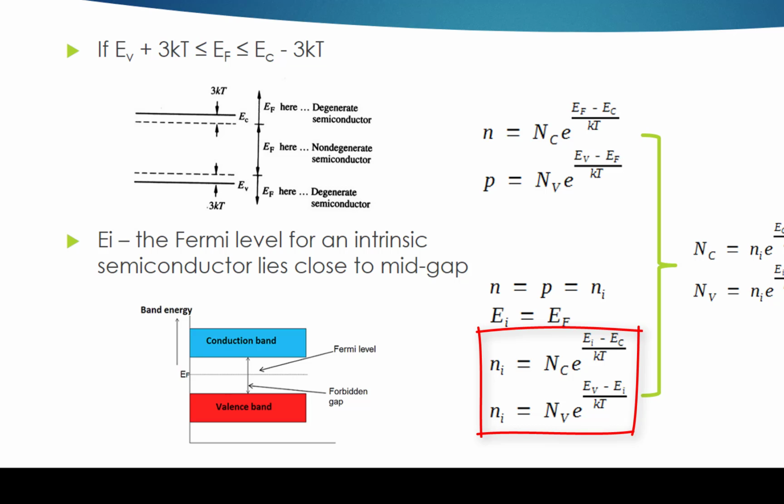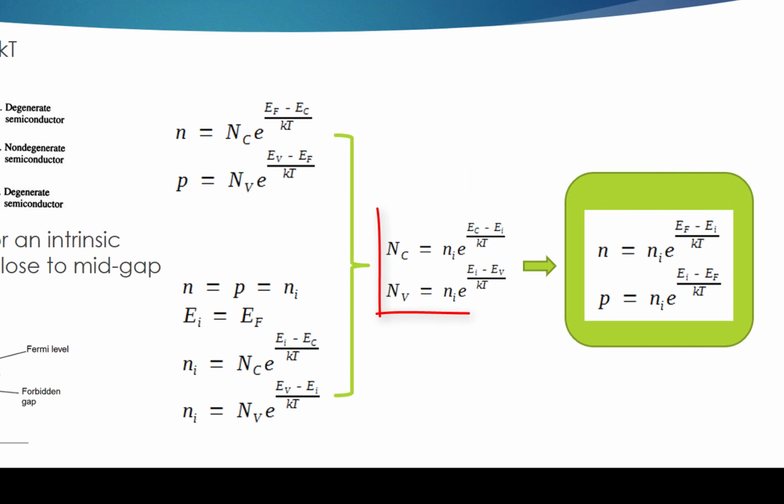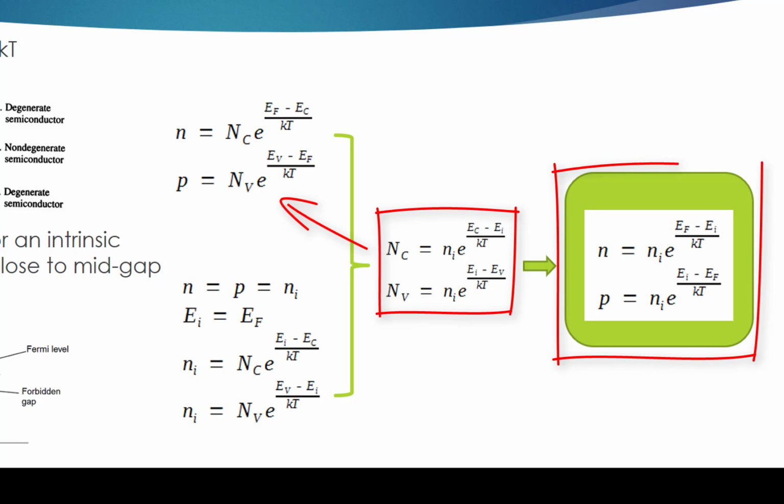So we can obtain n_i from two expressions. Then we will solve N_c and N_v with these two equations. Finally, substitute N_c and N_v back to the closed form expression, and then we obtain n and p. These two expressions are valid for any semiconductor in equilibrium state whose doping is such as to give rise to a non-degenerate positioning of the Fermi level.